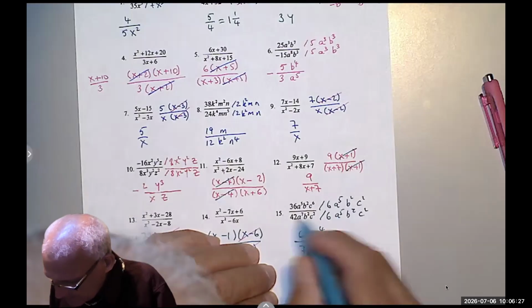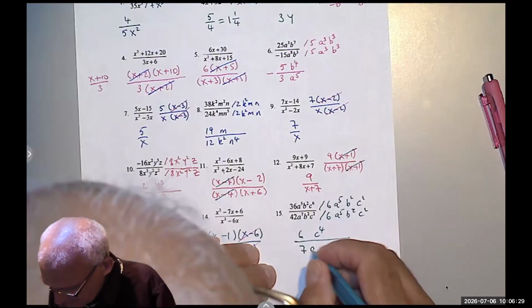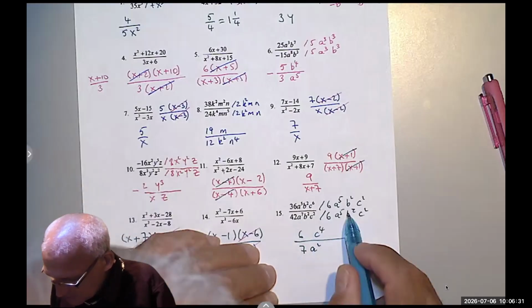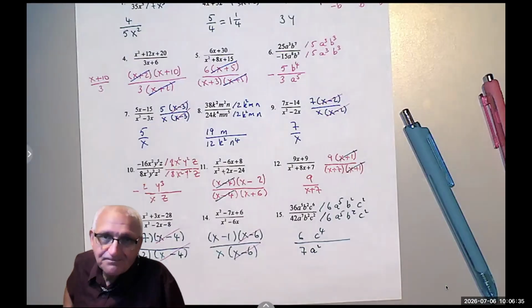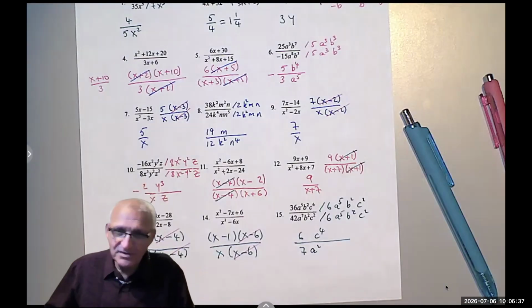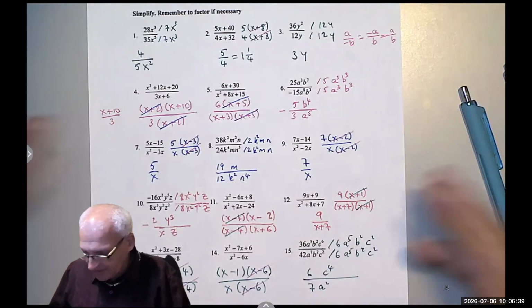A to the 7 over a to the fifth is a squared. B squared and b squared cancel. C squared and c squared cancel. And I'm done. Okay? I know that this was an easy one, a very quick one.